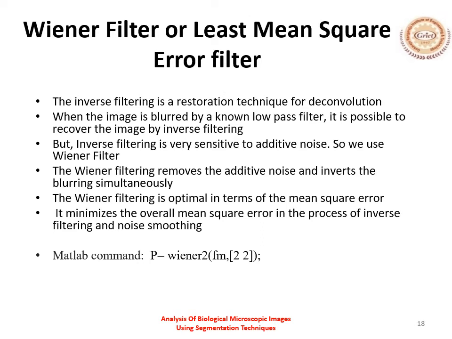Wiener filter, or least mean square error filter. This is a restoration technique. When an image is blurred and has noise, we can restore the image by using Wiener filter. It removes the noise and also removes blurring simultaneously. And the MATLAB command for this is wiener2.